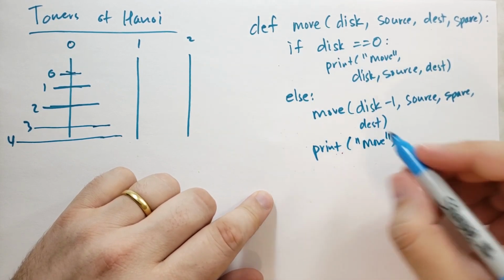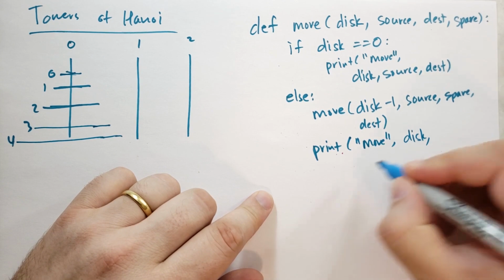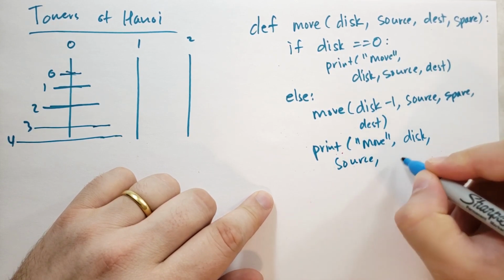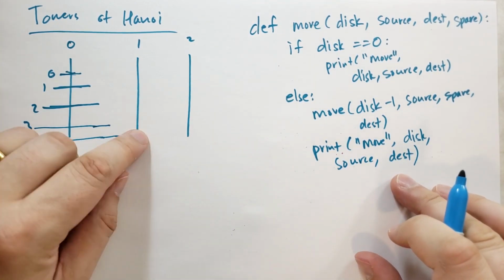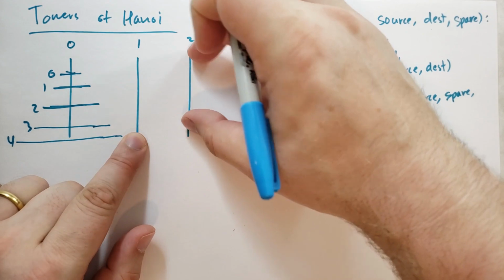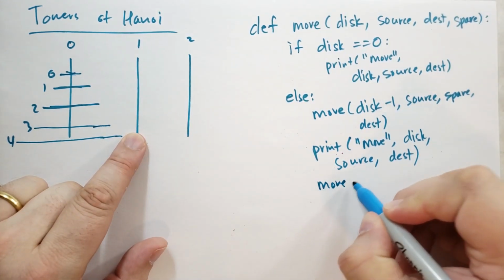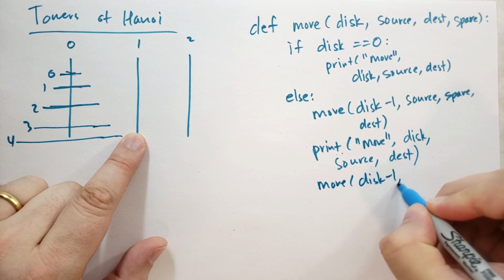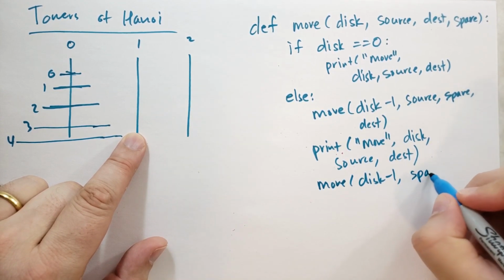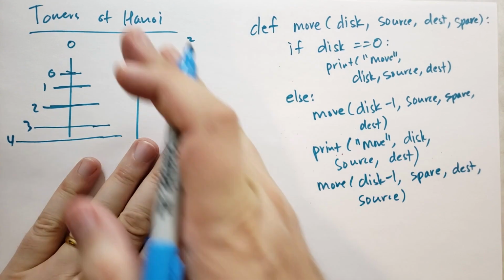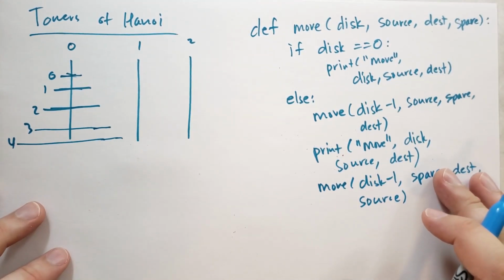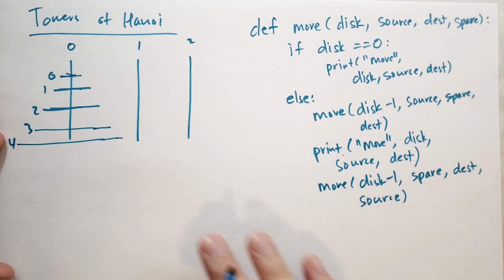Okay? So we're going to say move the disk from the source to the dest. Okay? And then after we've moved that disk, then we need to move that stack that we've moved from here to here back on top. So we're going to say move disk minus 1 from the spare to the dest using the source as a spare. Okay? And this will do everything you need to solve the Towers of Hanoi. Okay? So I encourage you to write this code out. Go home and think about this, understand it, and then try this out.